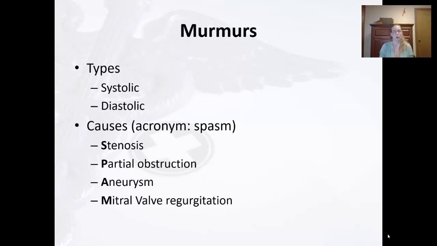All right, there are two types of murmurs, and systolic murmurs are actually normal. We hear those in children and in women who are pregnant. Diastolic murmurs are actually pathological, and we shouldn't be hearing murmurs during the diastolic phase. So for the things that might cause murmurs, I use the acronym SPASM to help me remember. So it could be stenosis of the valve, it could be a partial obstruction to blood flow, it could be an aneurysm, or it could be mitral valve regurgitation.